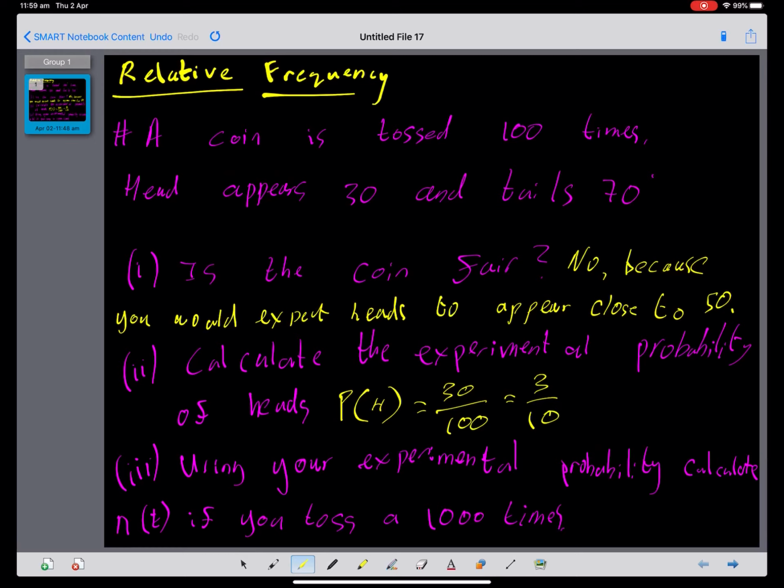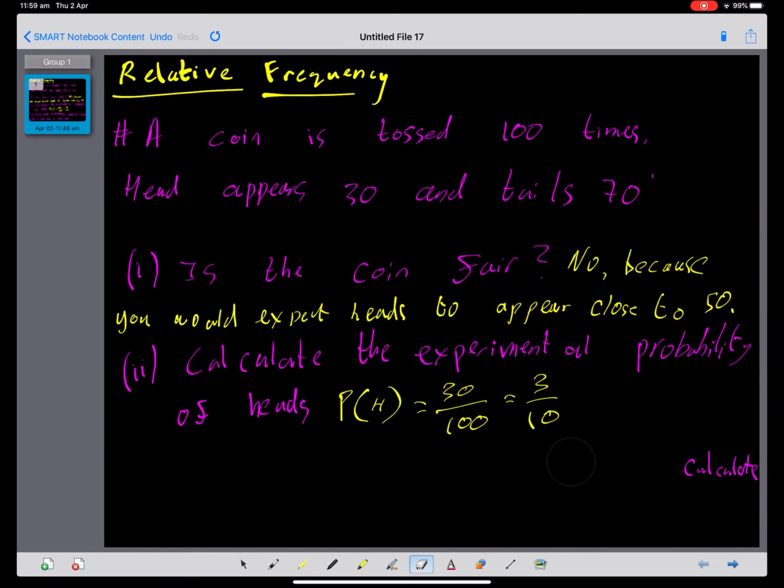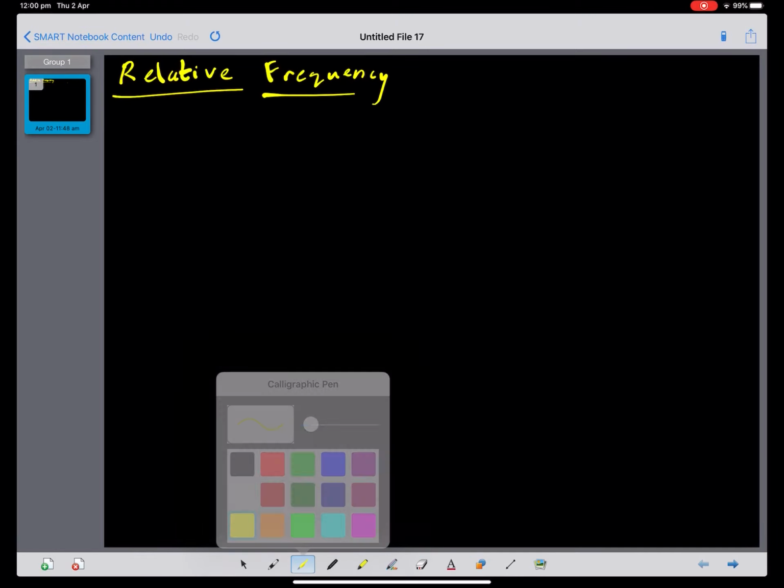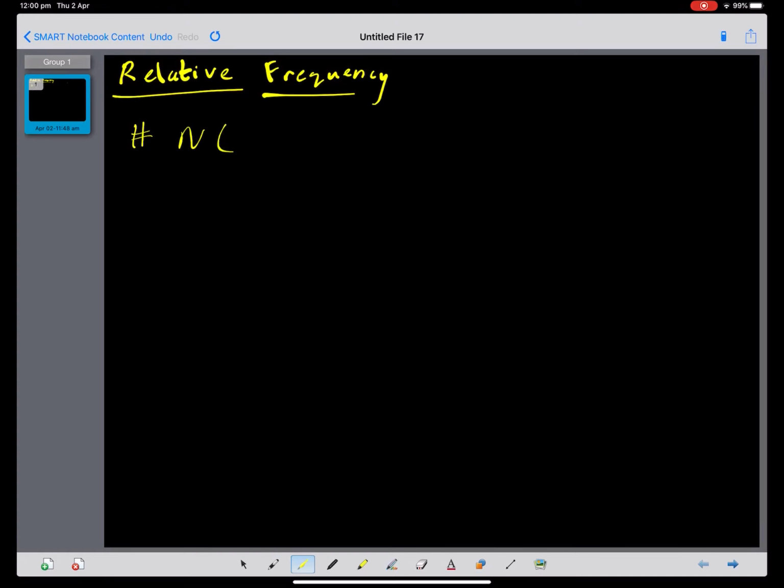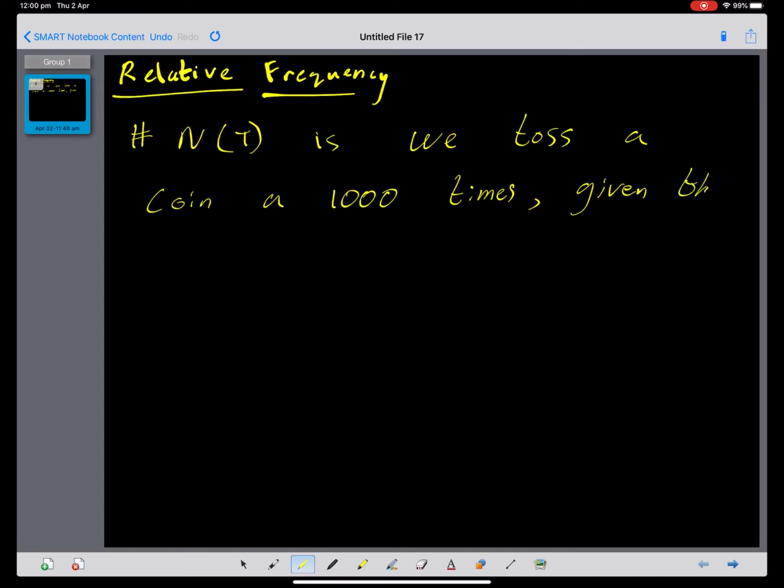Okay, using your experimental probability, calculate the number of tails if you toss a coin 1,000 times. Okay, so we need the number of tails if we toss a coin 1,000 times. Okay, now I'm going to rub this out. I'll write this down at the bottom. Okay, much better. So we need the number of tails if we toss a coin 1,000 times, given the experimental probability is the probability of tail is equal to 7 over 10.